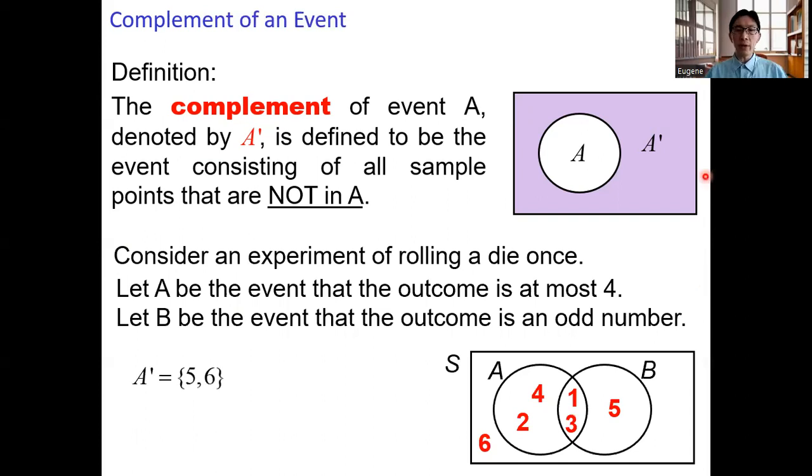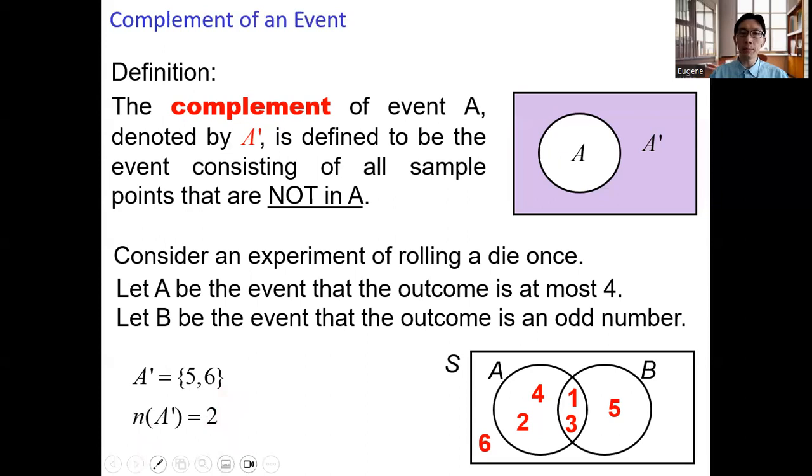The complement of event A, so let's take a look at what is inside circle A. The numbers 1, 2, 3, and 4 are in circle A. So the numbers 5 and 6 are outside circle A. So the complement of A consists of sample points 5 and 6. And the number of elements in the complement of event A is 2.